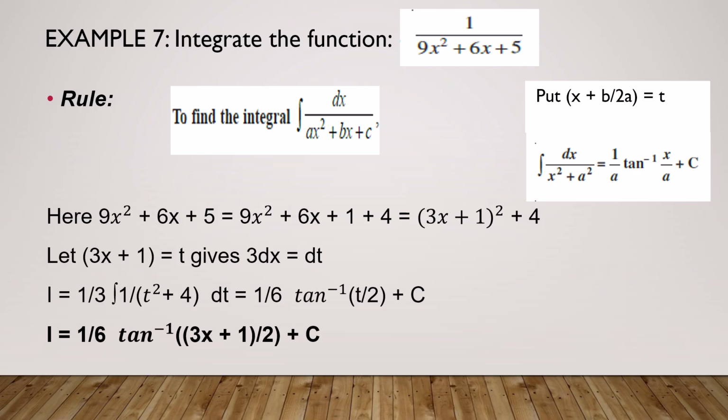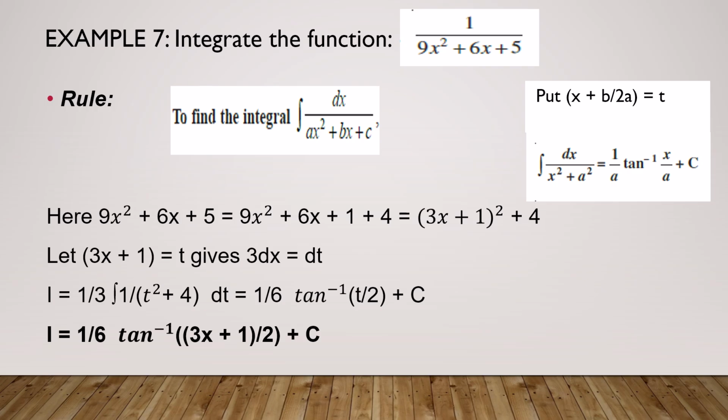Now this, can I write it as 9x square plus 6x plus 1 plus 4? So this is nothing but 3x plus 1 whole square plus 4. From the middle term, we have tried to get the last term to make it in the form x square plus a square type of form. So now what we have is 3x plus 1 whole square plus 4. Now till here it is fine. But now you are having 3x plus 1, not directly x. So again use the substitution method and take your 3x plus 1 as some t.